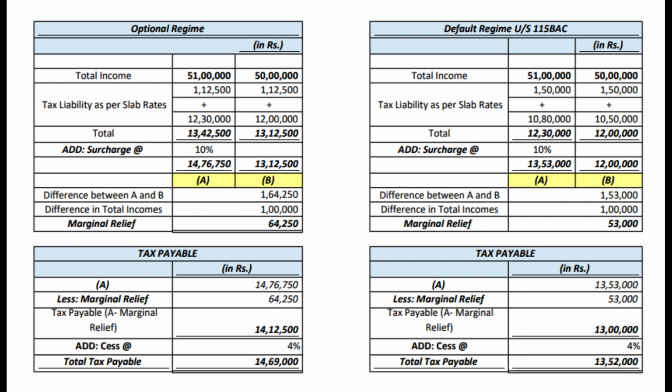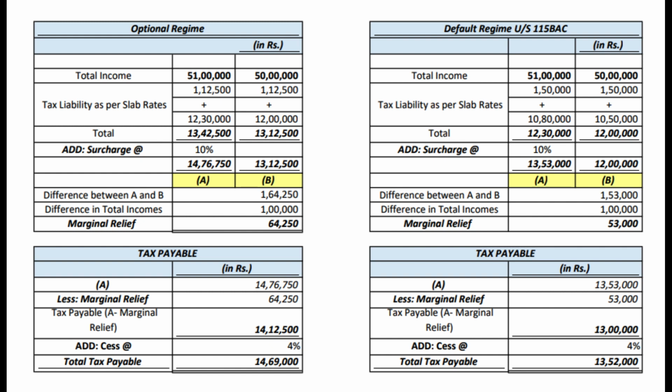On such income tax payable, we are adding the surcharge at the rate of 10%. The total tax liability will now amount to rupees 13,53,000.